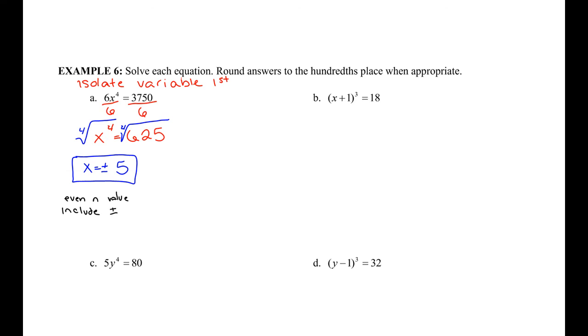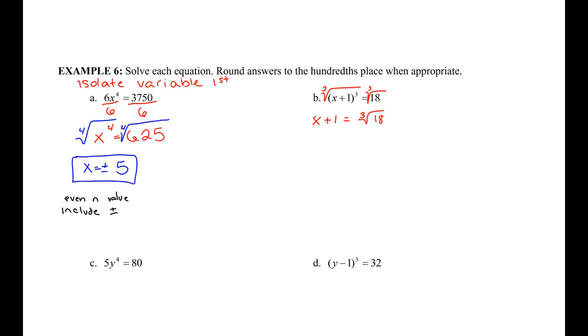Alright, next we're going to look at example B. Your variable term is already isolated because it's inside the parentheses, so we can start right away by taking the cubed root of both sides. I'm taking the cubed root because it's raised to a power of 3. So when I take the cubed root, I get x plus 1 is equal to the cubed root of 18.